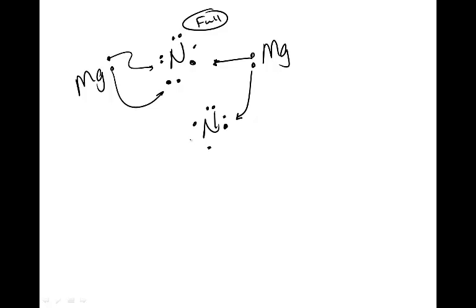In this case, nitrogen still has place for 2 more electrons, so we'll need a third magnesium atom to give up the other 2. Now there are 3 magnesium atoms and 2 nitrogen atoms.